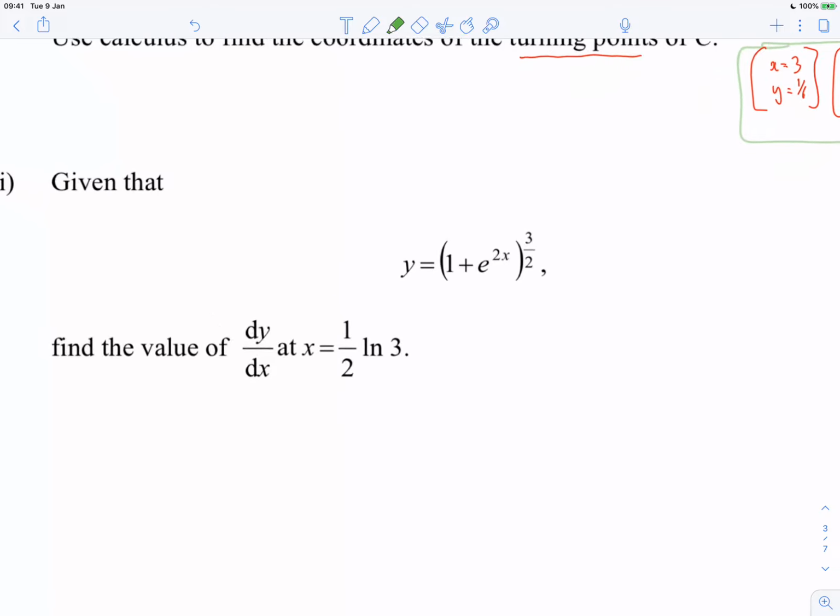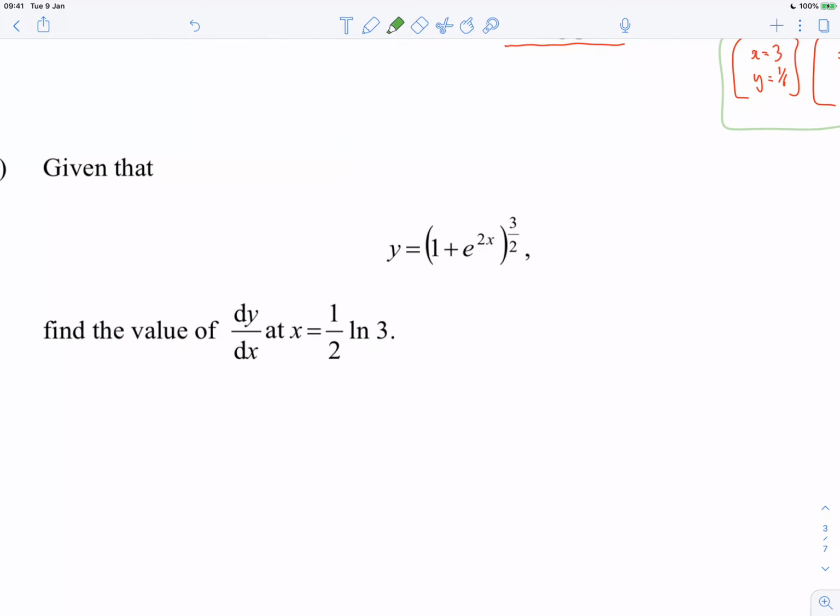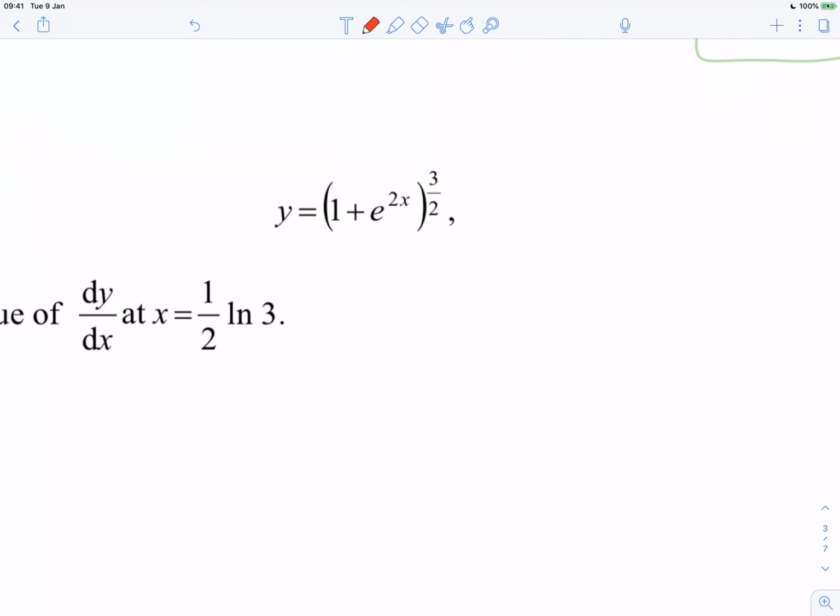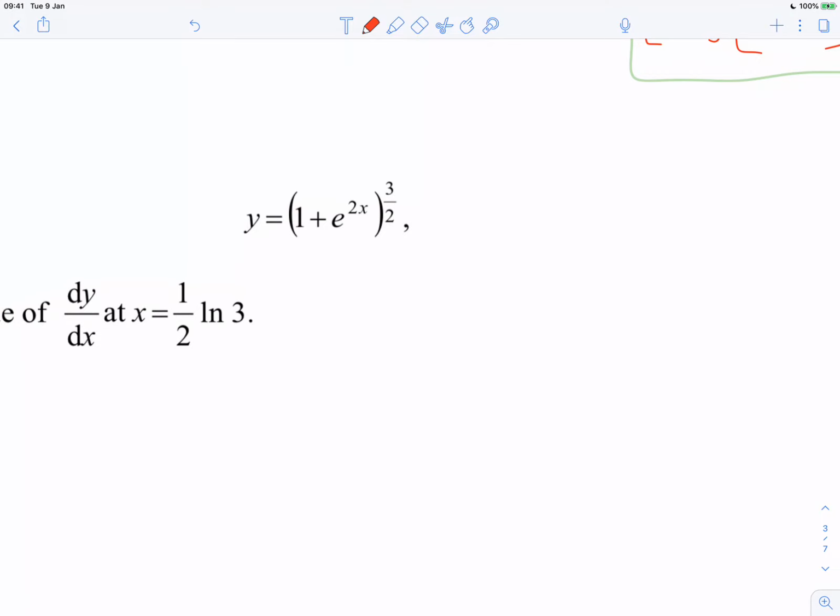And for part two, given that y equals this, find the value of dy by dx at the point x equals a half ln 3. Right, this is a chain rule because I've got a function of x inside a larger function of x. So if I let g equal, say, f to the power 3 halves, where f equals 1 plus e to the 2x, well, in actual fact, let's step it back up a bit. Let's say it's e to the d, where d is 2x.